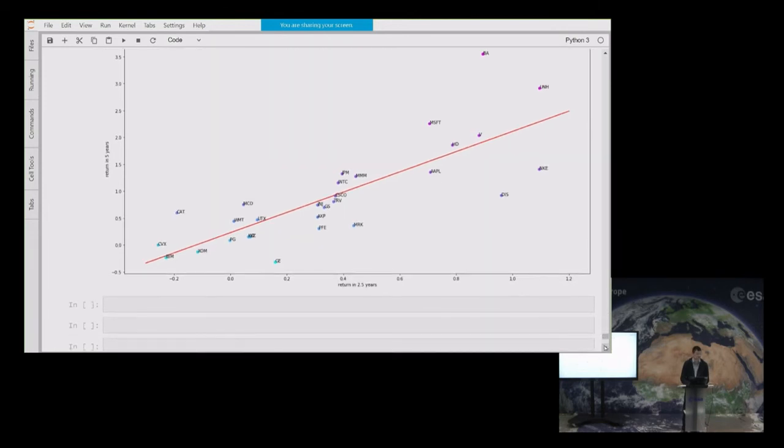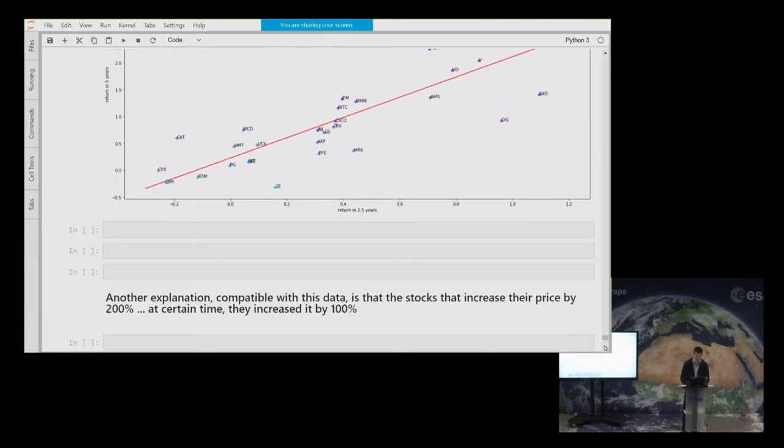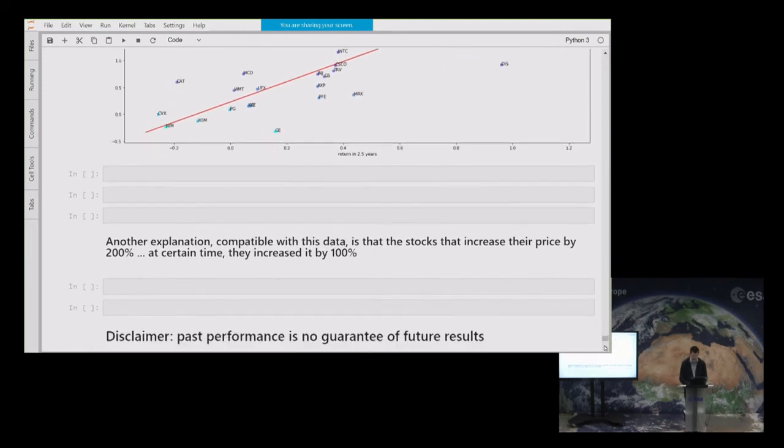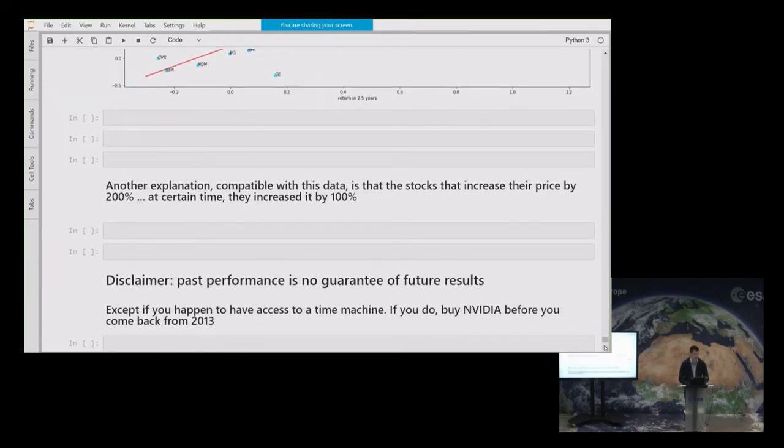But another explanation compatible with the same data is that if something goes up by 200% in a certain time, it also increases by 100%. So I don't know how much predictive power I have on this. And so do your own research. And past performance is no guarantee of future results.